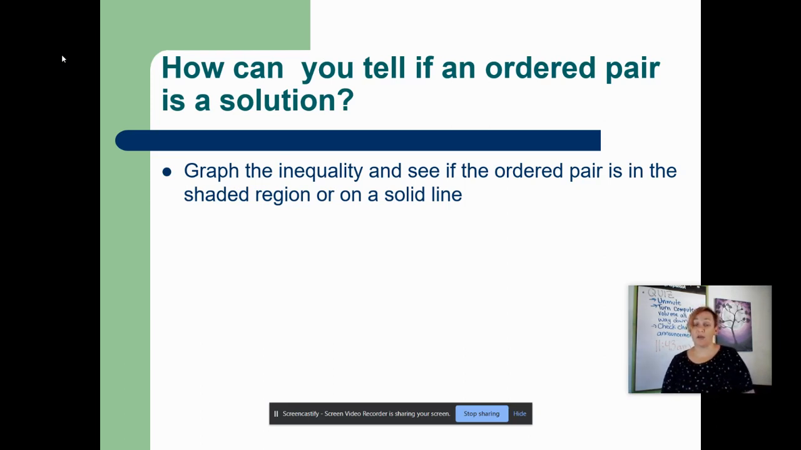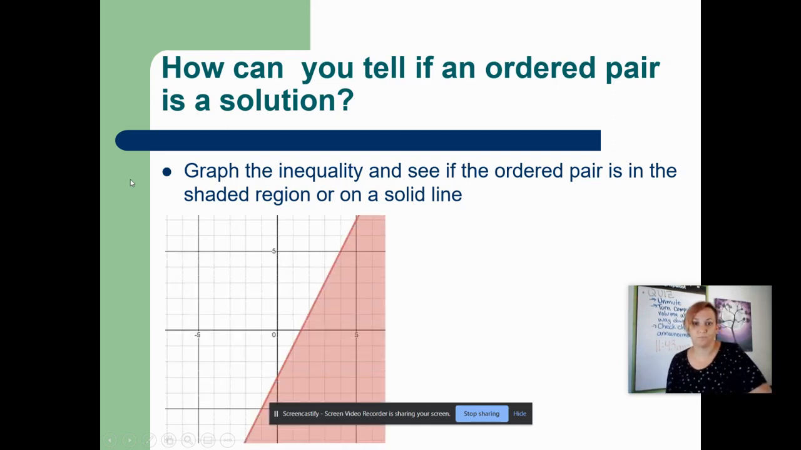A solid line means that every dot on that line is included as part of your answer. A dotted line means this is not actually part of your answer. You can get really close to the dotted line, but if you're actually on the dotted line, it's not part of your answer. So let's take a look at a couple pictures.